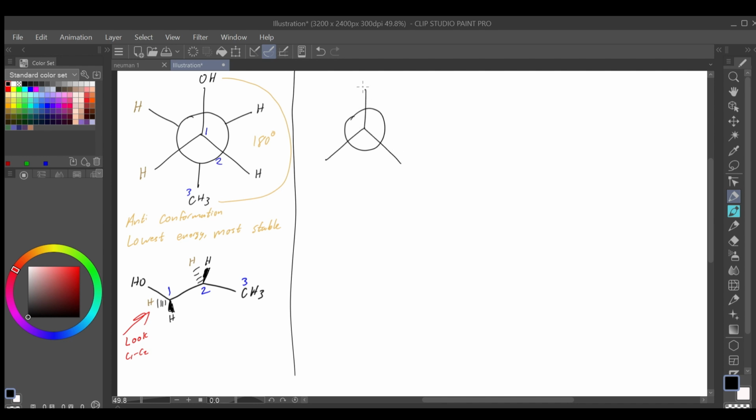Now, the next level of stability, slightly less stable than the anti-conformation, is if you rotate the back carbon. Doesn't matter, you can rotate the front carbon or the back carbon. I choose to rotate the back carbon. So now the methyl group, that CH3, is closer to the OH group. The two large groups are now slightly closer, or actually a lot closer compared to 180 degrees apart.